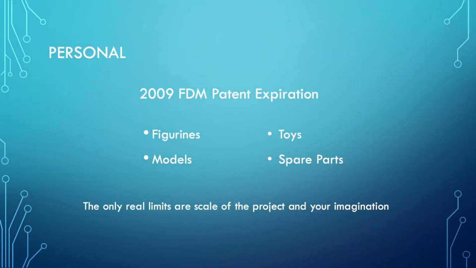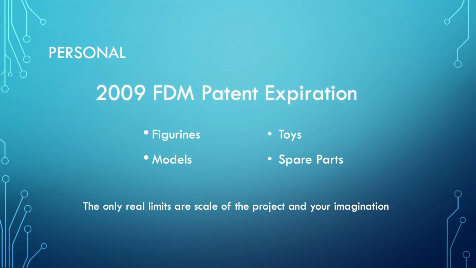3D printing was finally available to the everyday person starting in 2009 when the patent for FDM printing expired. This allowed for the evolution of 3D printers to be smaller, more affordable, and easier to use. Personal 3D printers can be used for figurines, toys, models, spare parts, and so much more. The only real limits are the scale of the project and your imagination.